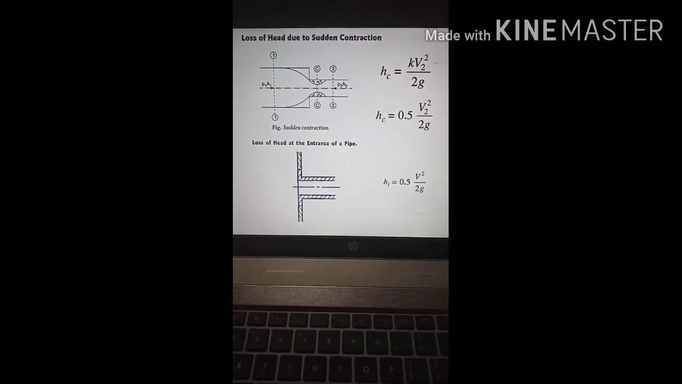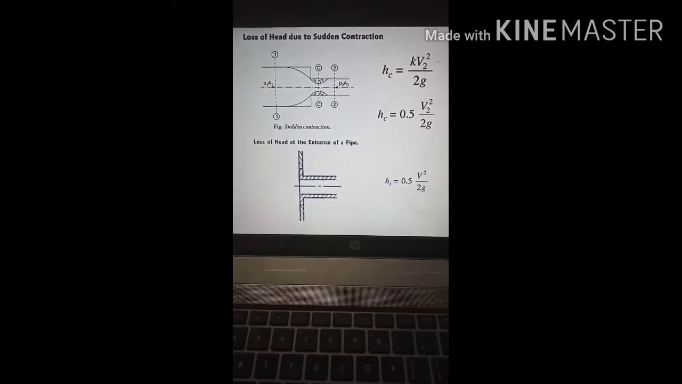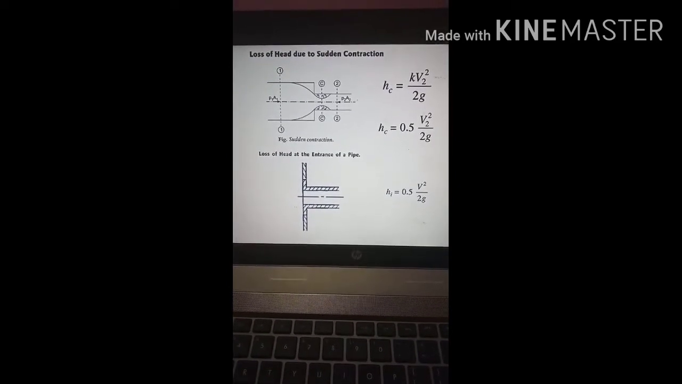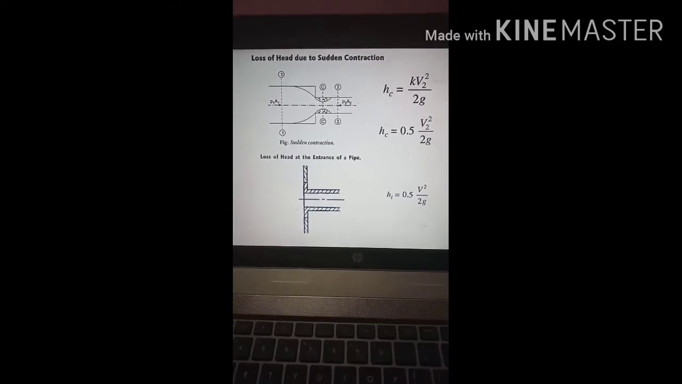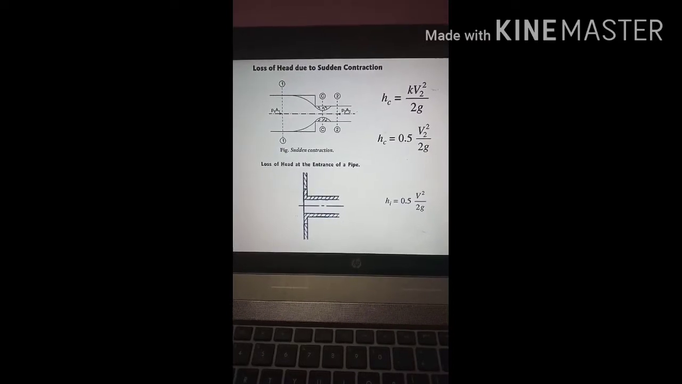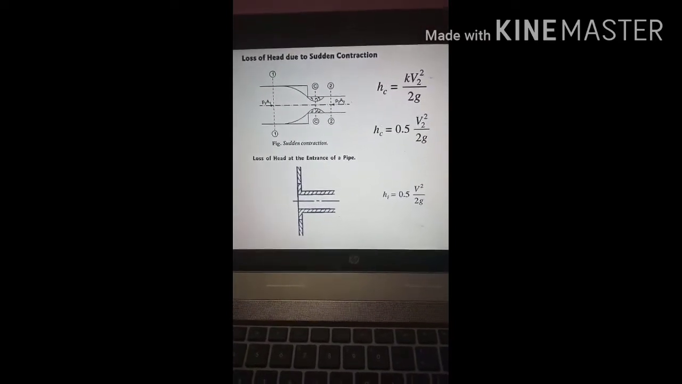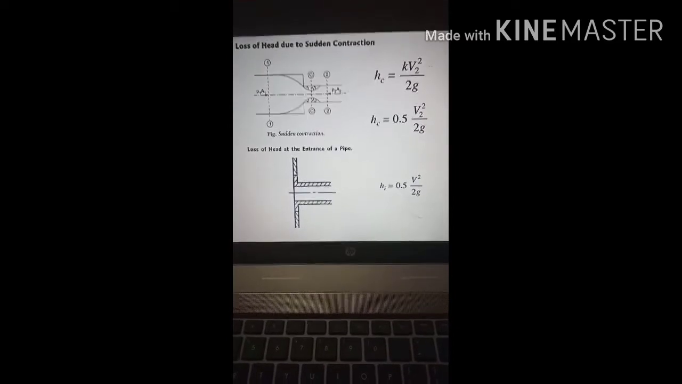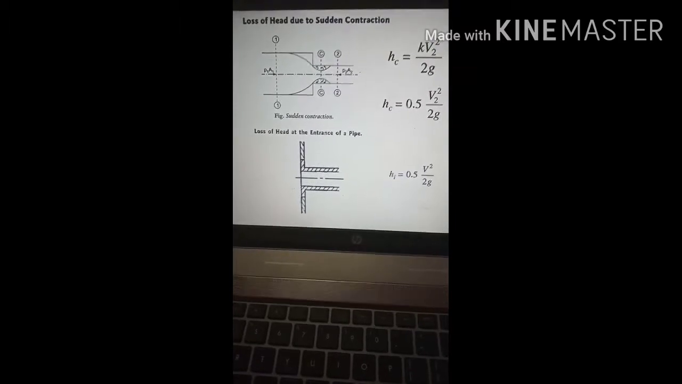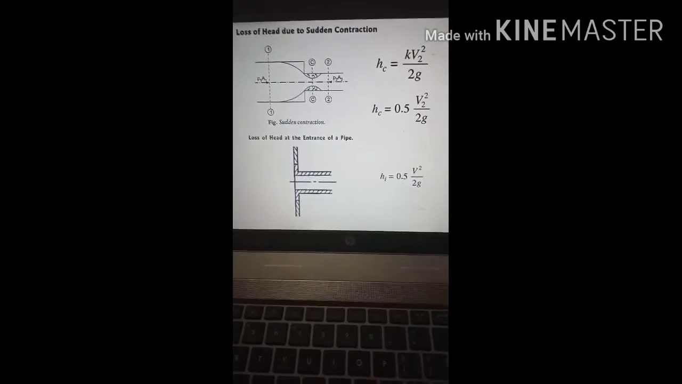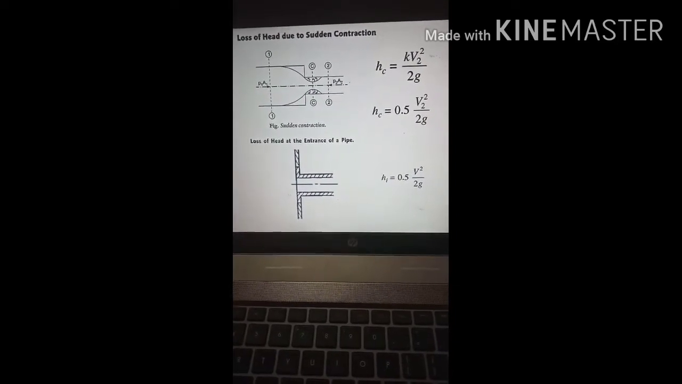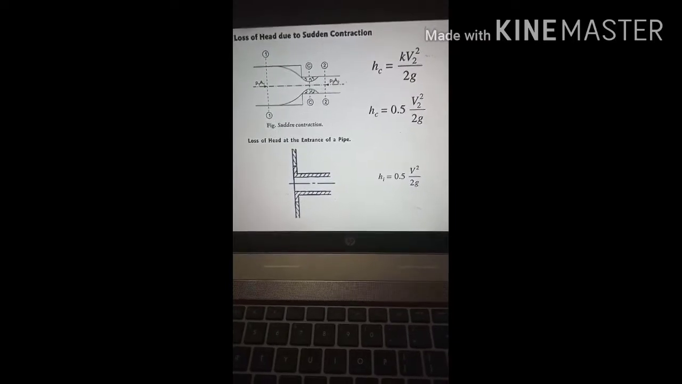The second type is loss of head due to sudden contraction. Here the area is decreasing. It is a reverse case of the first case. Here the velocity is increasing because area is decreasing, but the pressure is decreasing, so there is a loss. Loss does not mean that there is only pressure loss or velocity loss or datum loss. Loss means overall loss. It may be pressure loss or velocity loss or kinetic energy loss or datum loss.